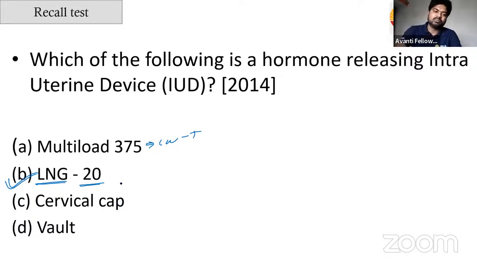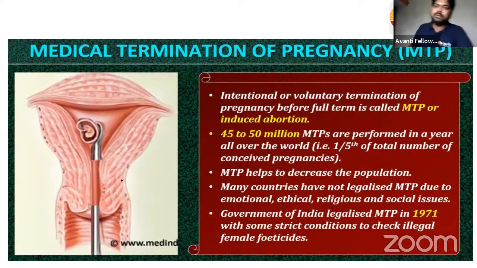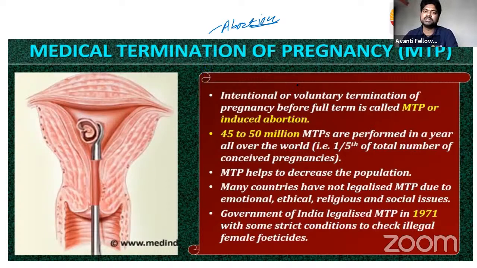Okay. Chalo. So moving forward, the next part is the MTP. That is the medical termination of pregnancy. In short, we call it abortion. ठीक है, हम इसको कहते हैं abortion in our common language. So what is meant by MTP? MTP is the intentional or voluntary termination of pregnancy before full term. Okay. So all over the world 45 to 50 million MTPs happen per year. एक साल में 45 to 50 million MTPs होती है.